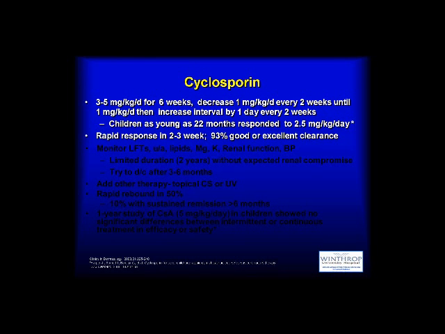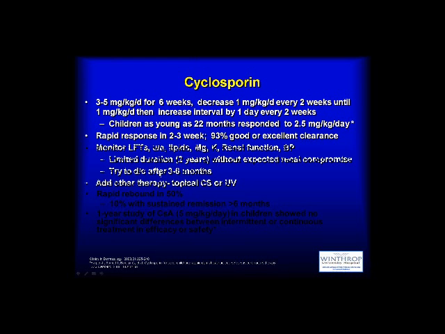Children as young as 22 months actually responded at 2.5 milligram per kilogram per day. It's interesting that from our experience and other dermatologic experiences, children tend to tolerate cyclosporin treatment better than adults. There is rapid response in 2 to 3 weeks with good to excellent clearance. The thing is, you will need to do a lot of monitoring.